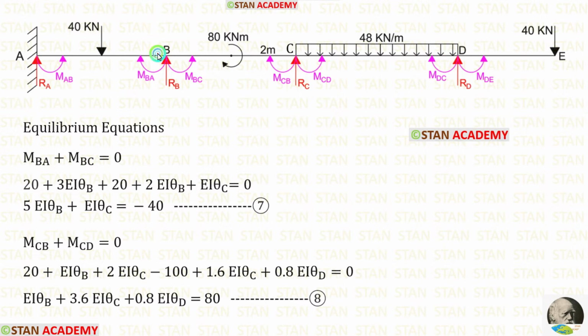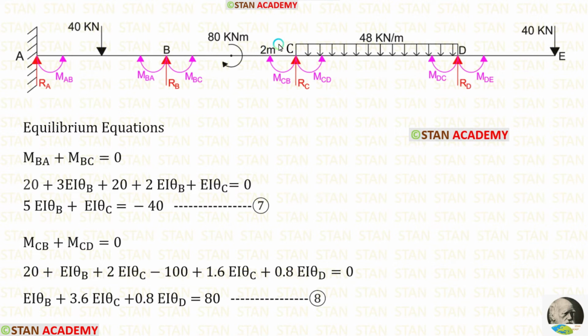We know that the second equilibrium equation can be made in the joint B. In the joint B, MBA plus MBC will be 0. We have already made the slope deflection equations for MBA and MBC. Let us add them. 20 plus 20, we will get 40. Then let us take 40 on the left side. It will become negative. This is our second equilibrium equation.